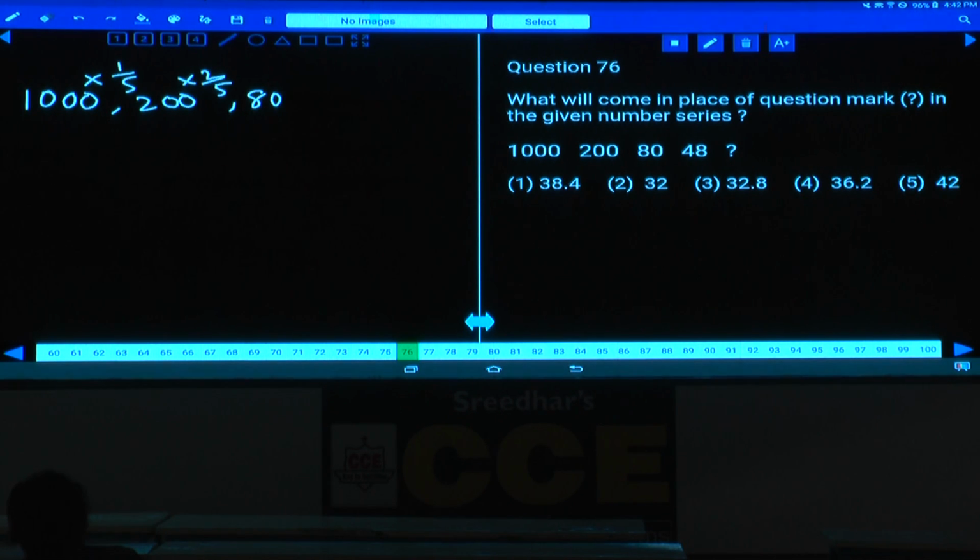Now 1 by 5 into 2 by 5, next one must be into 3 by 5. And 5 16 is 80, 16 into 3, 48. And next one 48 into 4 by 5. Yes, what is 48 into 4 by 5? Tell me here, 48 into 4 by 5. That is 48 divided by 5 is how much? 9.6, 9.6 into 4, 6 into 4 is 24. The last digit must be 4, that is choice 1.